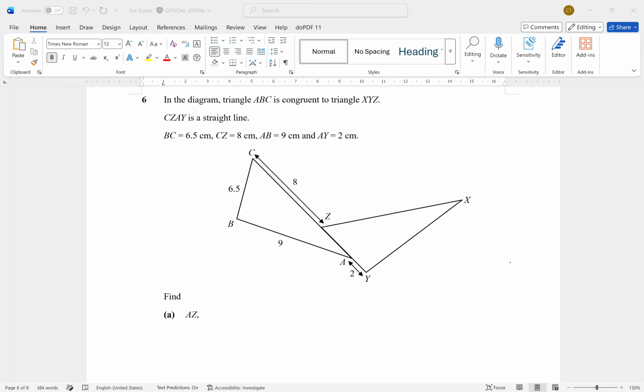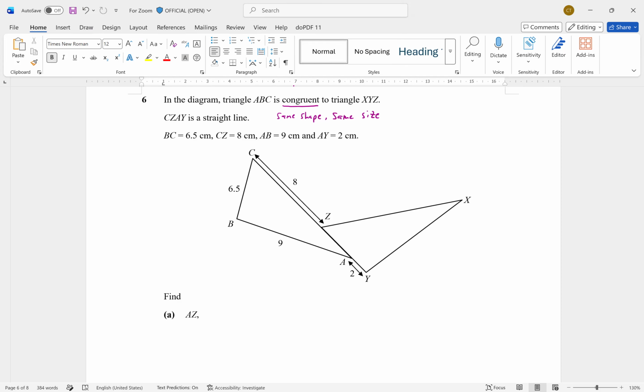So in the diagram, triangle ABC is congruent to triangle XYZ. Okay, so this is a question on congruent triangles. Congruent means same shape and same size. CZAY is a straight line. We are given the lengths of BC 6.5, CZ which is 8, AB which is 9, and AY which is 2.